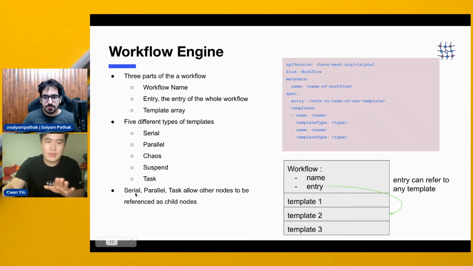The serial and the parallel and the task templates are used to reference other templates as their child nodes. This workflow is very simple and easy to use for users. Also you can define the workflow on Chaos Dashboard. And here is just a YAML file example.